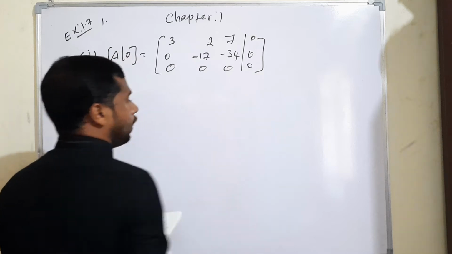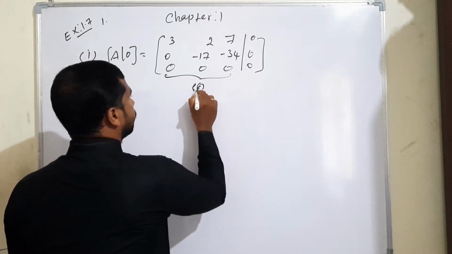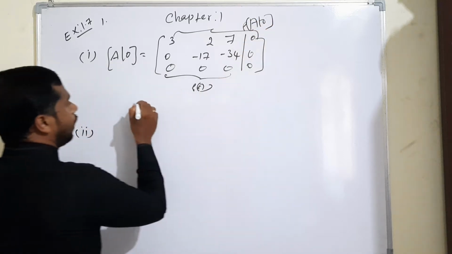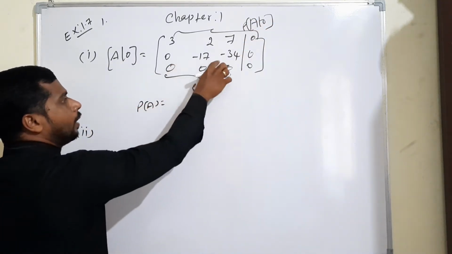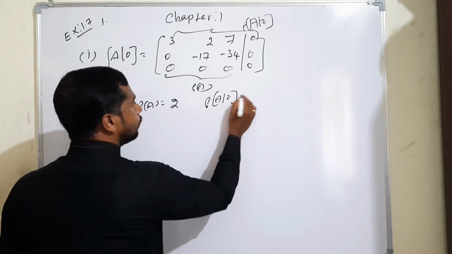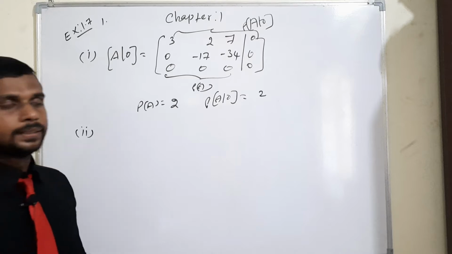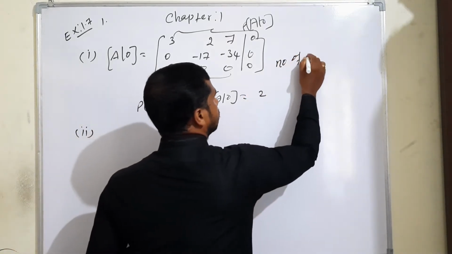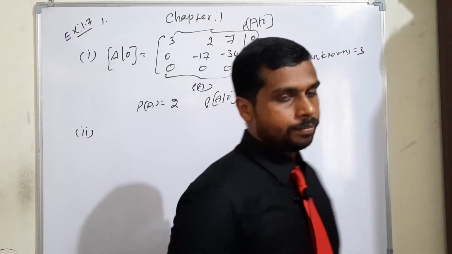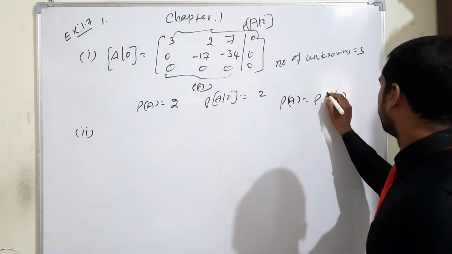Then what is the final form? This is considered for rank of A, and the whole matrix is considered for rank of A with O. The rank of A is the number of non-zero rows, which is 2, and the rank of A with O is also 2. But the number of unknowns, x, y, z, is 3. So we can say rank of A is equal to rank of A with O, which is less than 3.